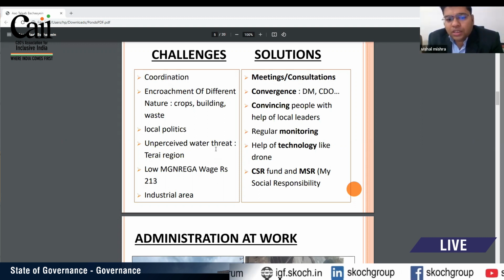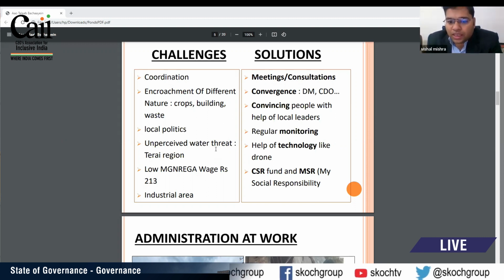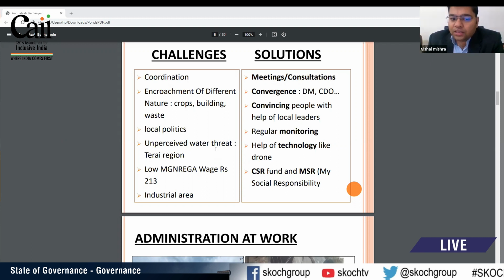There are also a few challenges regarding the schemes. In MGNREGS, the wages are quite low. People are not so interested, especially in areas close to urban areas where people get higher wages in other industries or factories, so they are not willing to work in that. There are a few areas where it was very difficult to create ponds because machines can't go there.